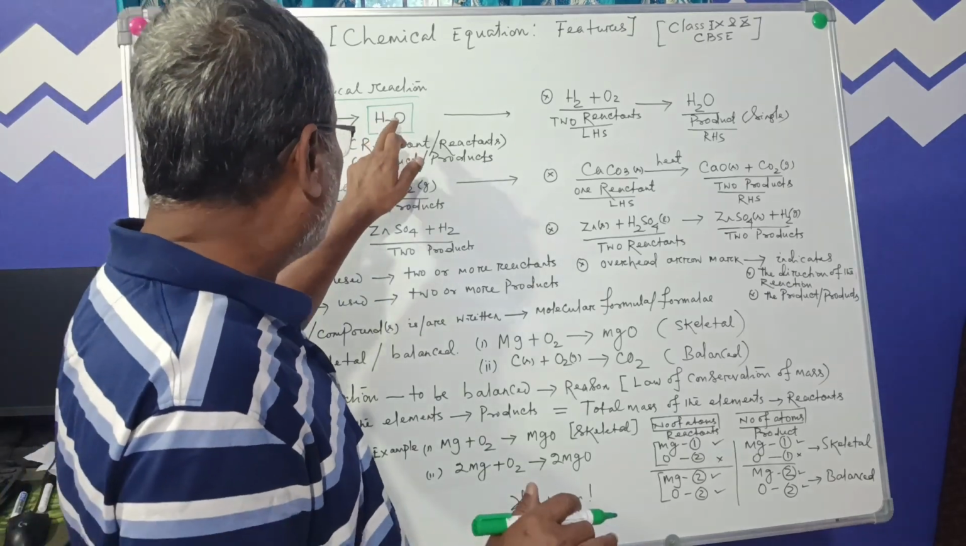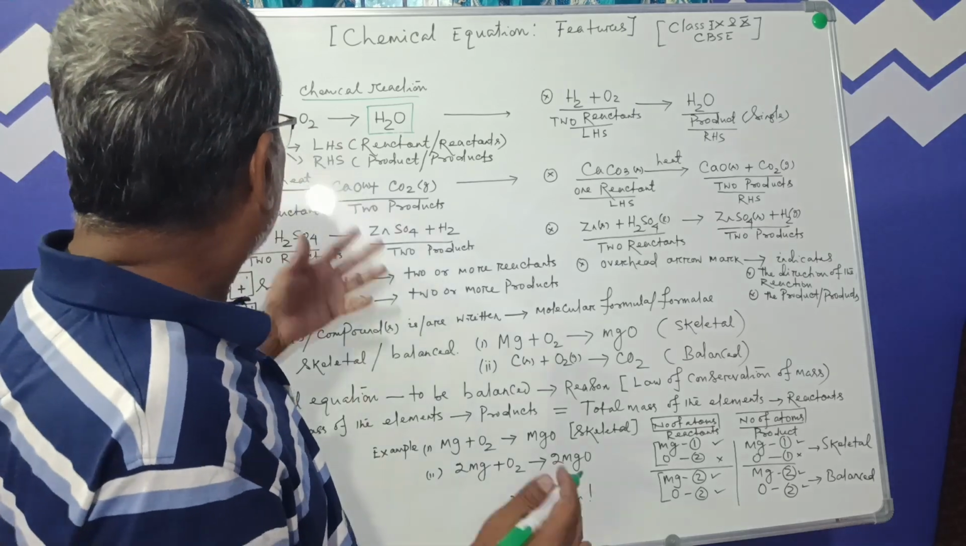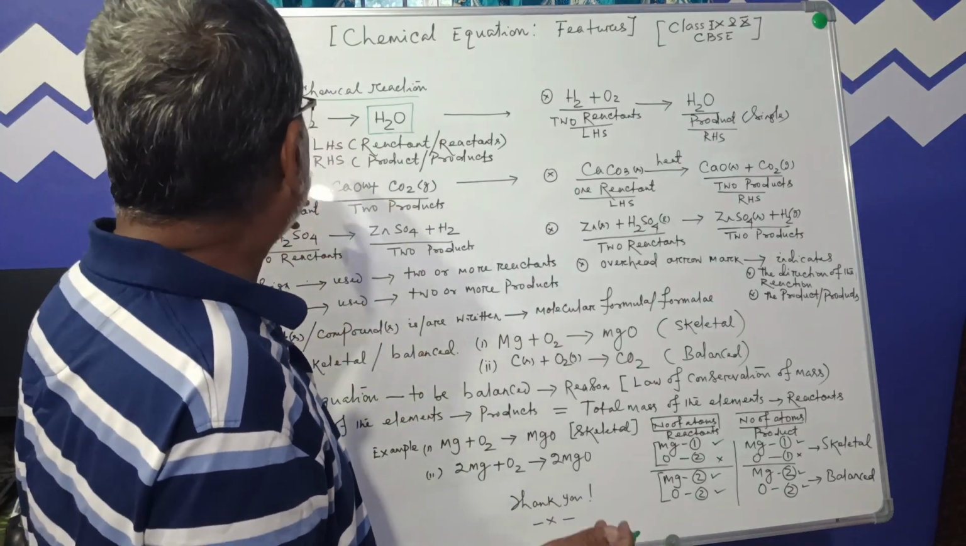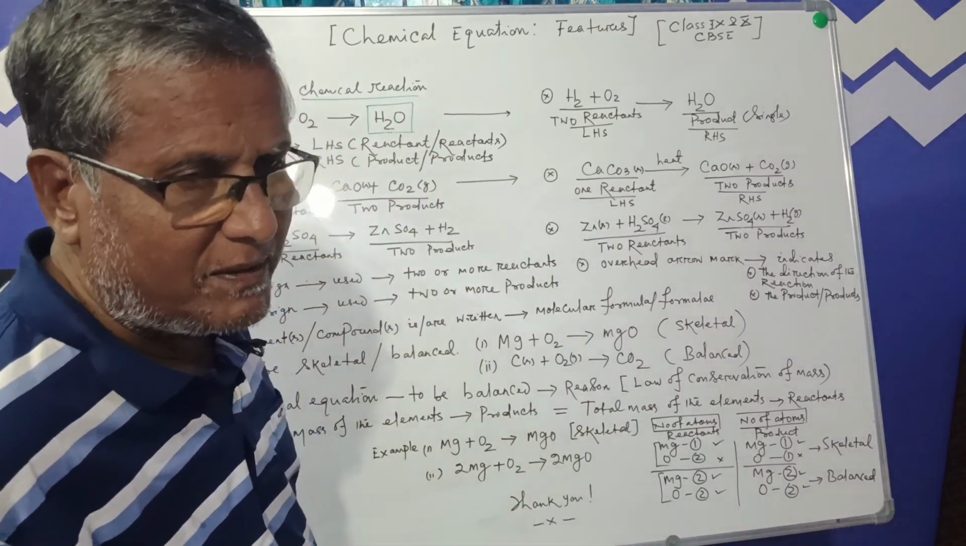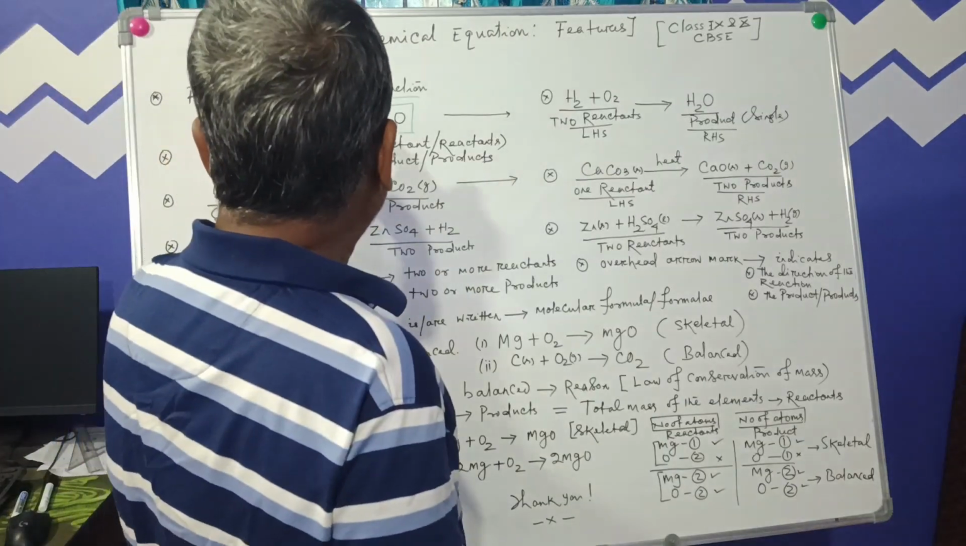Now this is the one molecule of water. So simply we can say when hydrogen reacts with oxygen, water is formed. Simple. Now you see a chemical equation.